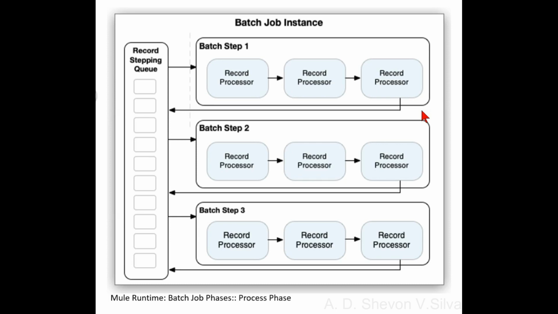After processing records in a block, the batch step sends the records back to the stepping queue, where the records wait for the next batch step component. This process continues until every record has gone through every batch step component within the same batch job component. At the end of this phase, all records are consumed.